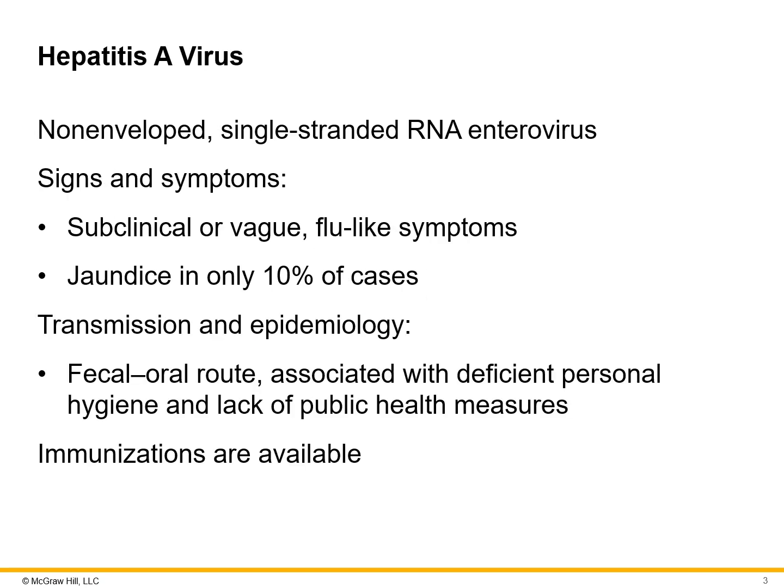There are 3 types of hepatitis based on the virus that causes them. So we have hepatitis A that is caused by hepatitis A virus. It is a non-enveloped, so naked, single-stranded RNA virus. It can be subclinical or kind of more like flu-like symptoms, only causes jaundice in about 10%, so it's pretty mild. As far as transmission, it's through the fecal-oral route, but is associated with poor hygiene and lack of good public health. And we do have immunizations for Hep A.